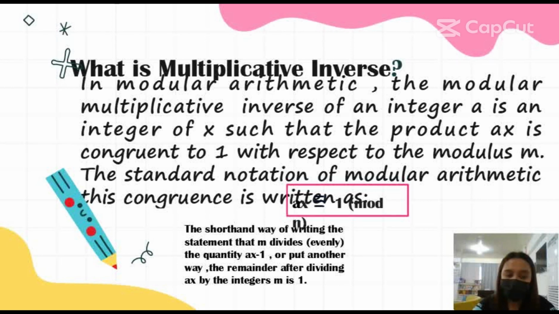So let's proceed to the examples of multiplicative inverse that will be discussed by Kisha Kate, Asuncion, and Wendell Typing.